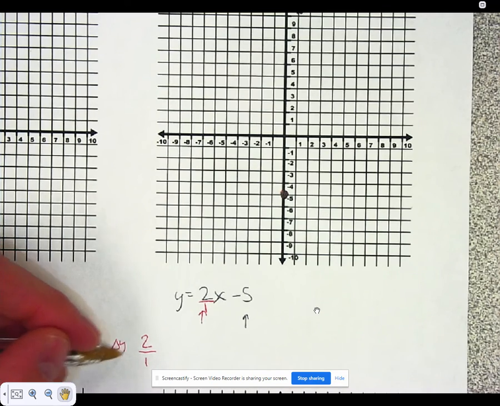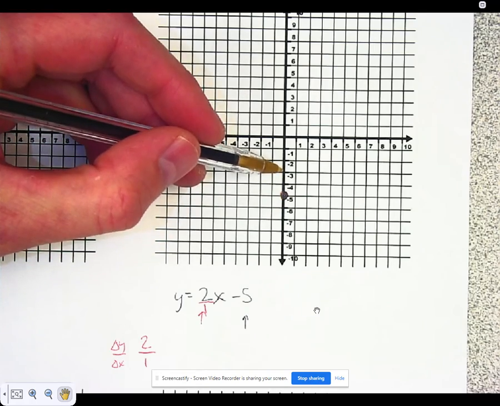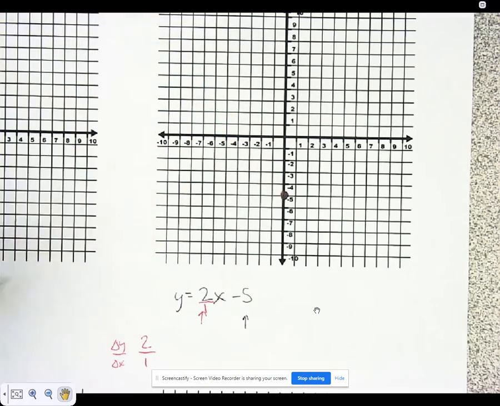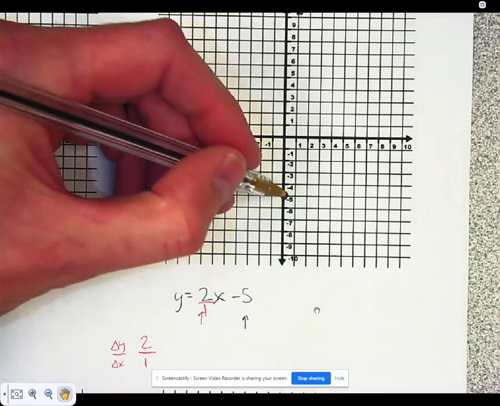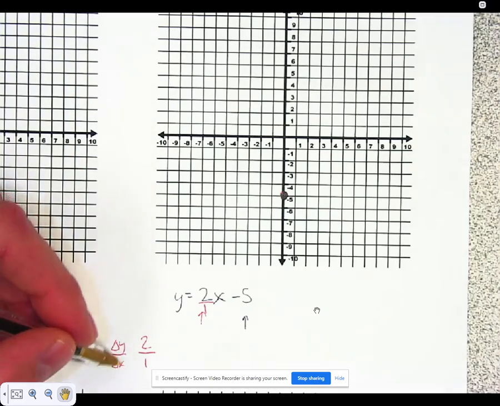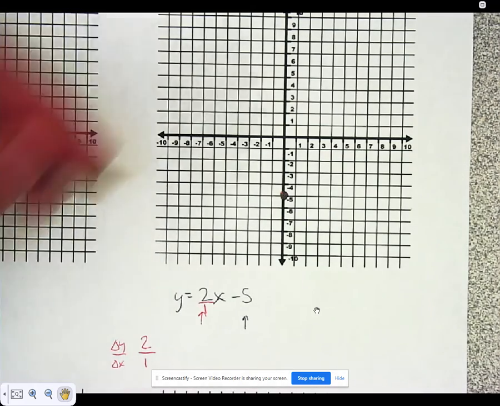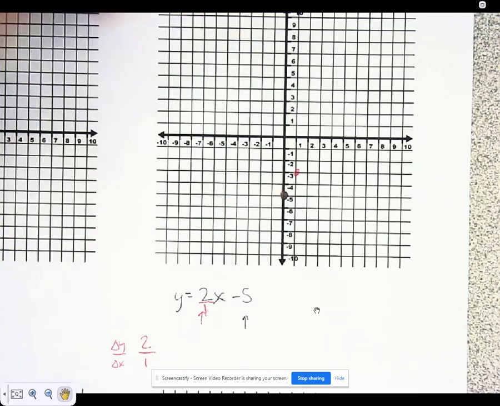So I've rewritten that slope as 2 divided by 1, which tells me that the change in y, that delta y, means that it goes up 2. And the reason I know it goes up 2 instead of down 2 is because this is a positive number. If this was a negative 2, I'd go down 2. But I'm going to go up 2. I have a rise of 2. And then the change in x, again, is a positive 1. So I'm going to go up 2, and I'm going to go change in x of 1.